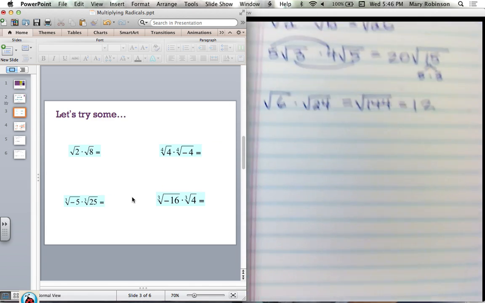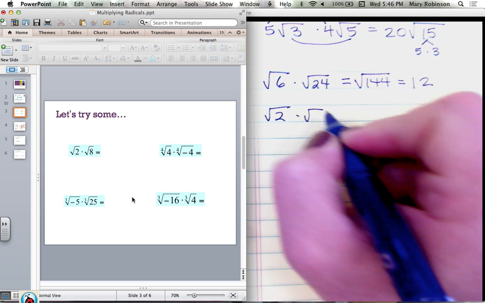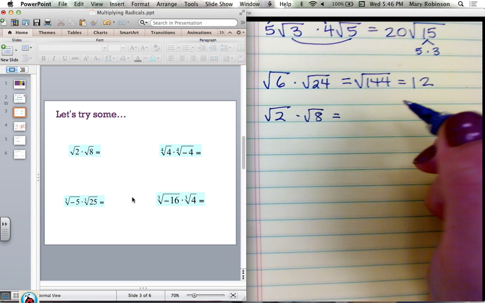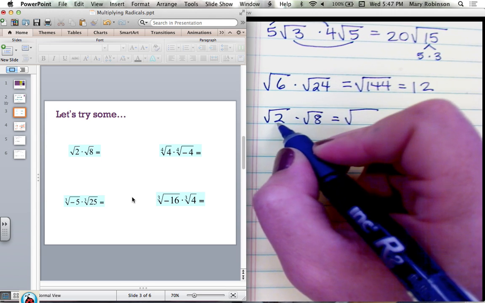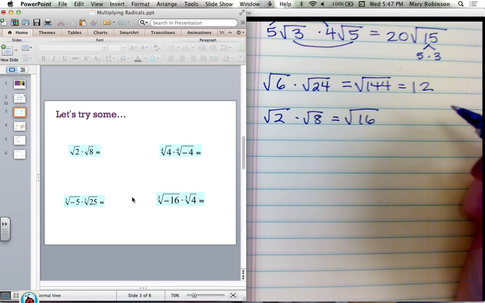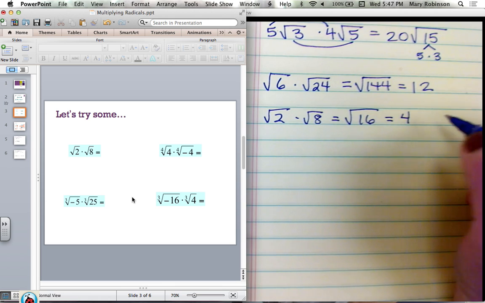So if we try these, the first one we have here is square root of 2 times the square root of 8. Again, the product rule says all we have to do is multiply our radicands. So 2 times 8 is 16. And of course 16 is a perfect square, so our answer would simply be 4.